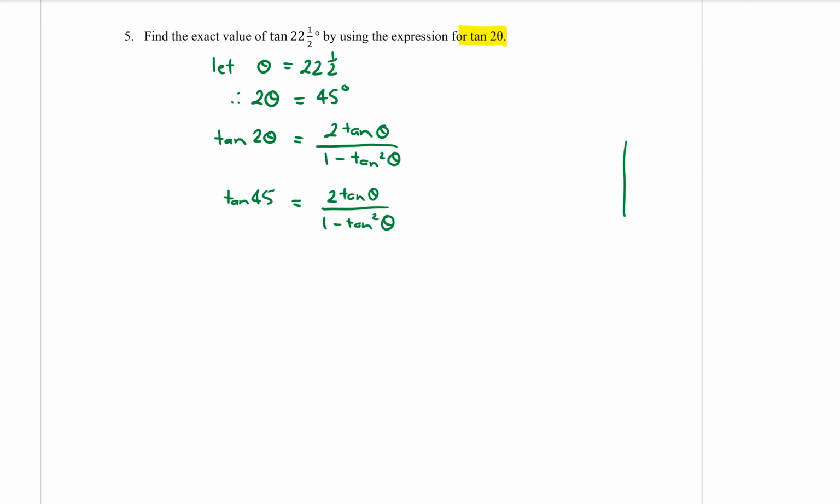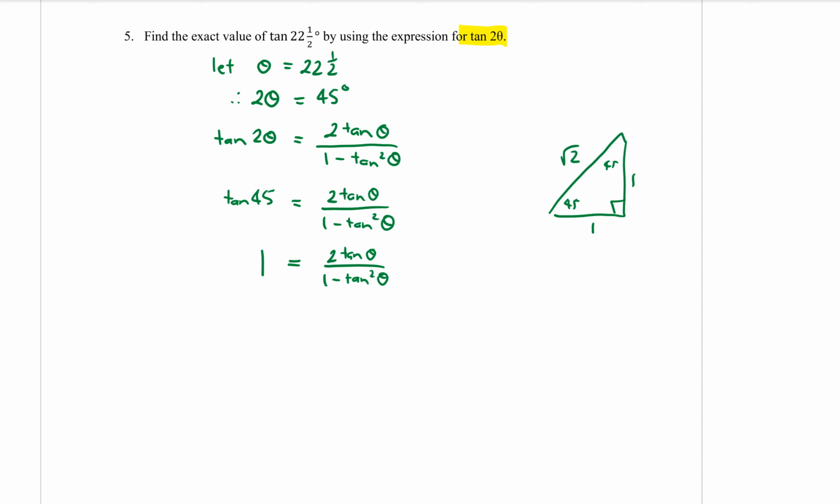So hopefully you know this one, but if you need the triangles, we've got 45, 45, and it's 1, 1, root 2. So tan of 45 is opposite over adjacent. It's 1 over 1, which is 1. So tan 45 is 1. And that equals 2 tan theta over 1 minus tan squared theta.